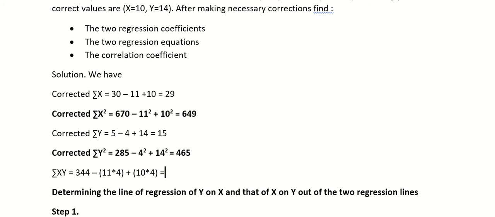Again I'll repeat how I have calculated the corrected summation of xy. 344 is the summation which is already given to us. I will calculate the product of wrong values, that is 11 into 4, and deduct it from 344. Then I will calculate the product of right values, that is 10 into 4, and add it to 344. This is how I have calculated the corrected summation of xy. The answer I have obtained is 440.